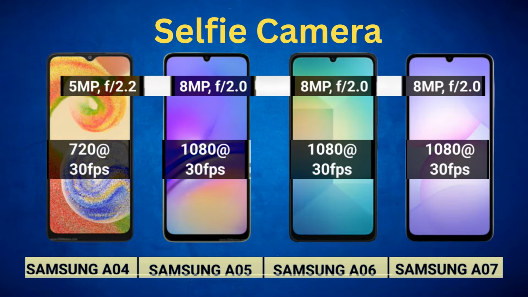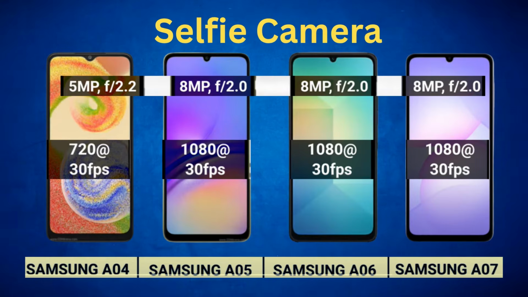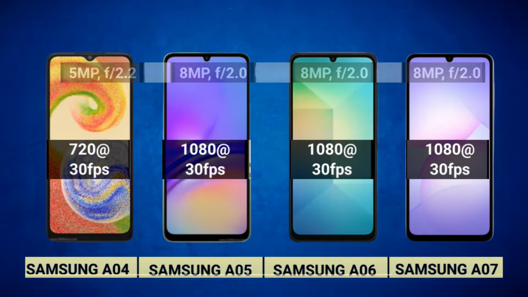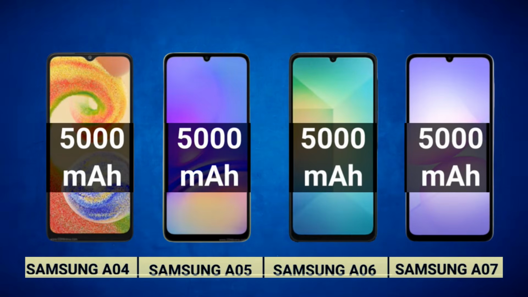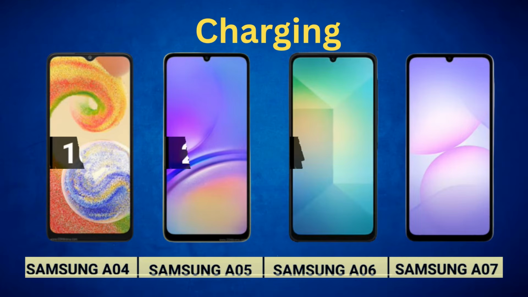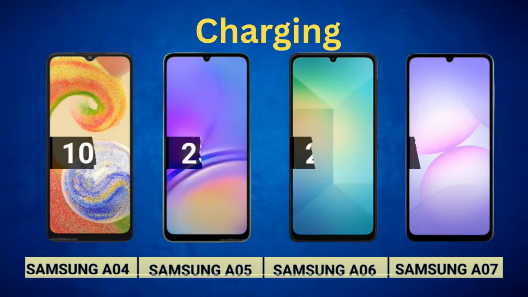Let's look at the selfie camera. The A04 has a 5-megapixel camera that can shoot in 1080p at 30 frames per second. The other three have an 8-megapixel camera that can shoot in 1080p at 30 frames per second. Now for the battery. All four phones have a 5,000 mAh battery. Let's look at the charging. The A04 has 10-watt charging, while the other three have 25-watt charging.